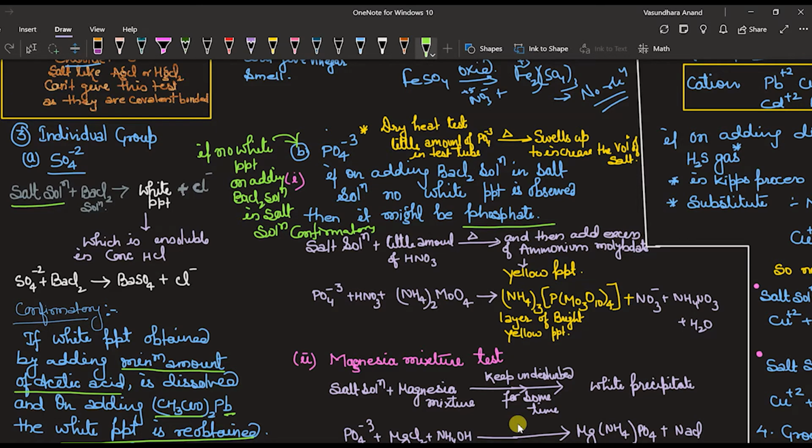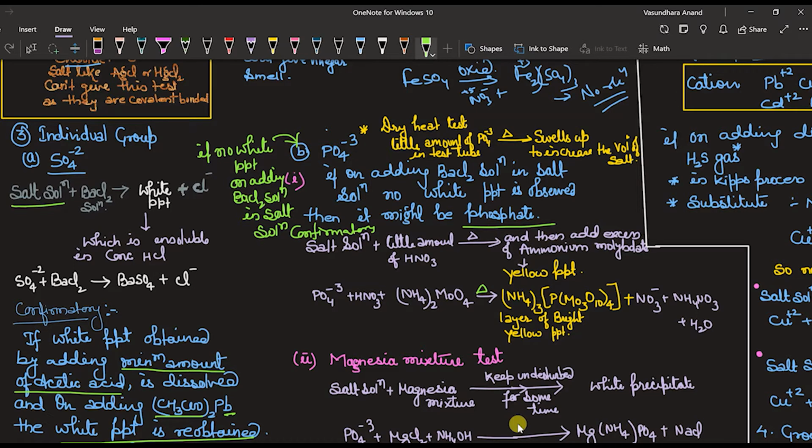So this confirms phosphate is present over there. The reaction is PO4 3- plus HNO3 plus ammonium molybdate, and altogether it is heated. So this will give you the yellow PPT. ये हो गया layer of bright yellow PPT. This is the formula. Plus nitrate plus ammonium nitrate and water will form.